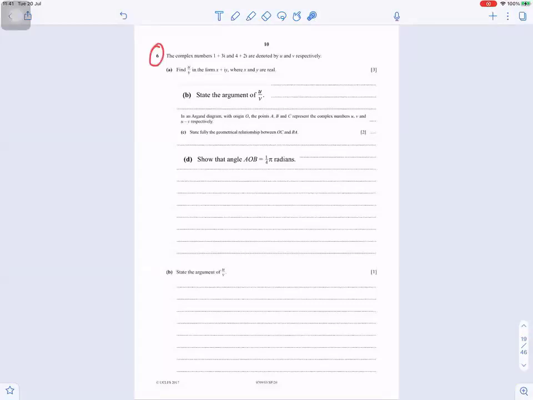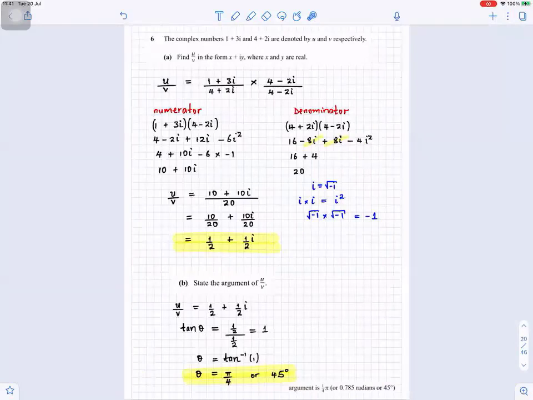Question number 6. It has part A, part B, part C, and part D. The complex numbers 1 plus 3i and 4 plus 2i are denoted by u and v respectively. Find u divided by v in the form x plus iy, where x and y are real. So u is 1 plus 3i, v is 4 plus 2i. We multiply by the complex conjugate. So it's plus there, you change that to minus. So you multiply by 4 minus 2i over 4 minus 2i.